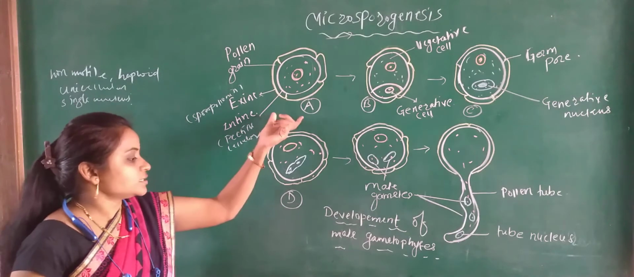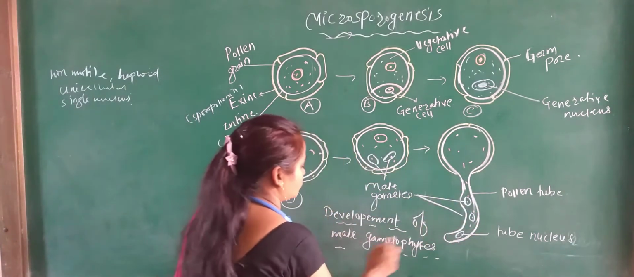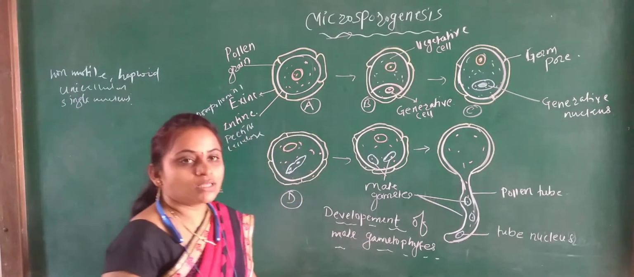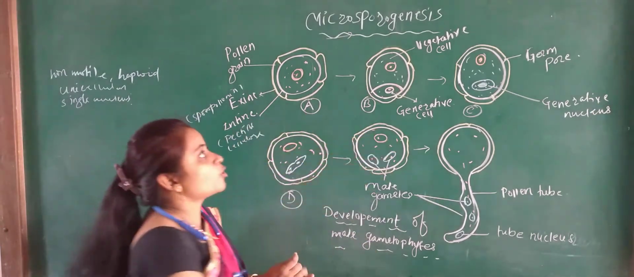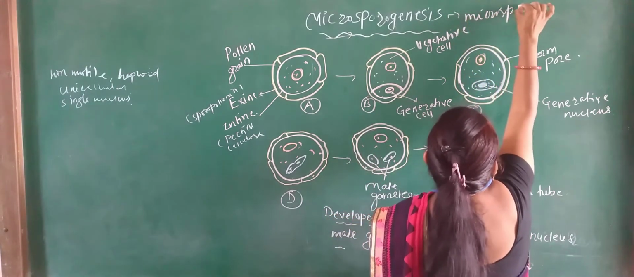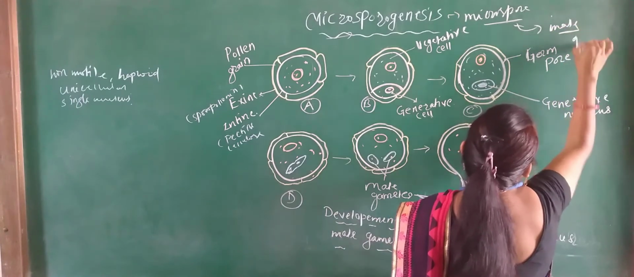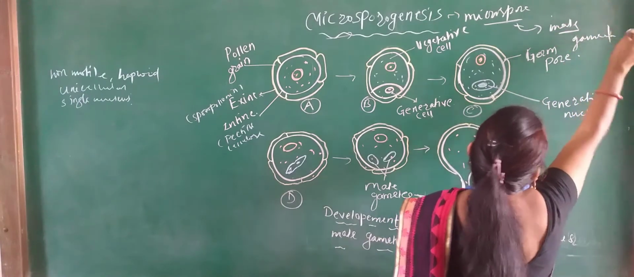In this, we will discuss the development of the male gametophyte, because microsporogenesis means the formation of microspore, and this microspore is responsible for the formation of the male gamete. What does it form? The male gamete of the flowering plant.